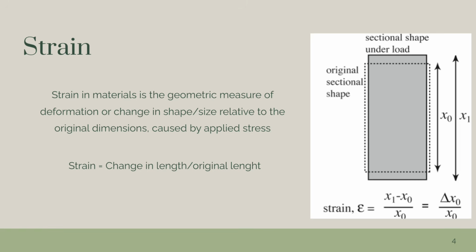Strain in a material is the geometric measure of deformation, or change in shape or size relative to the original dimensions, caused by applied stress. Strain is the change in length divided by the original length. Strain equals x1 minus x0 divided by x0, that is, delta x divided by x0.